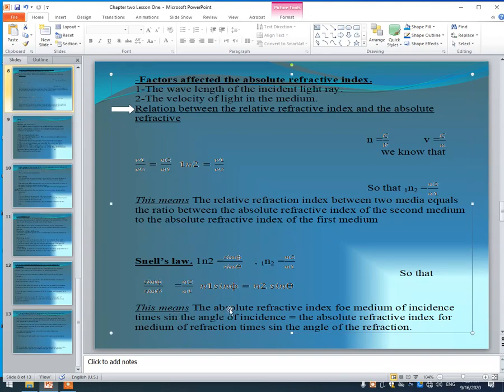This means that the absolute refractive index of the medium of incidence times sine the angle of incidence equals the absolute refractive index of the medium of refraction times sine the angle of refraction. This is called Snell's law, and you can use it to calculate the absolute refractive index in medium 1 or medium 2, or the angle of incidence and angle of refraction. It's a very important law, and it isn't very complicated, as you see here.